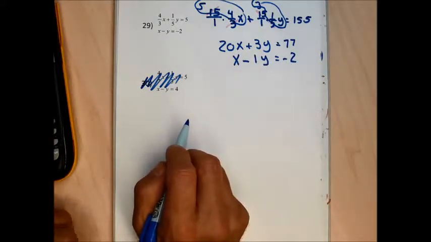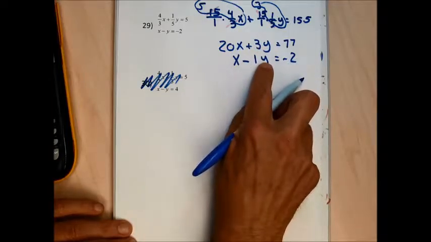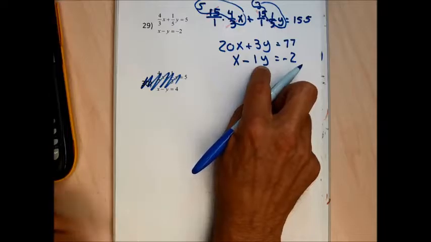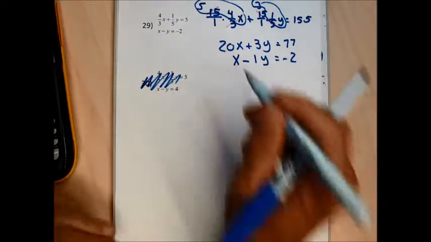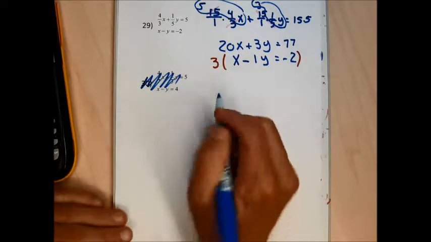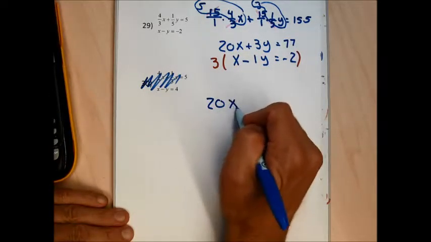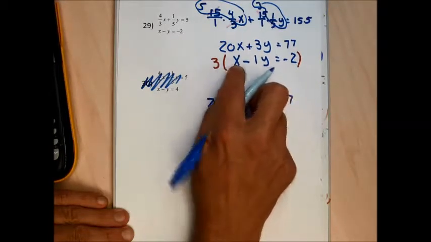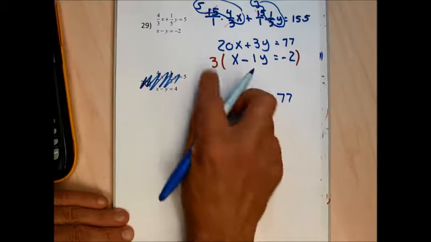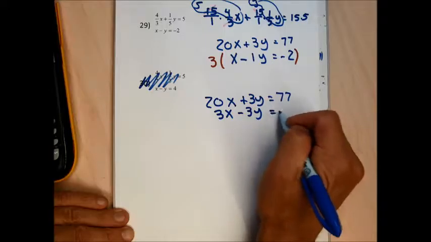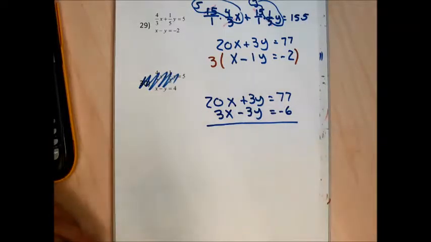I'm going to drop out the y specifically because I have different signs and small numbers in front of them. I'm going to leave the top equation with a positive 3y. I'm going to make the bottom equation have a negative 3y by multiplying everything in the bottom equation by 3. This is going to make the top equation stick at 20x plus 3y equals 77. And then I'll go 3 times x, which is 3x. 3 times minus 1y, which is minus 3y. 3 times minus 2, which is minus 6. So the bottom equation will be 3x minus 3y equals minus 6.